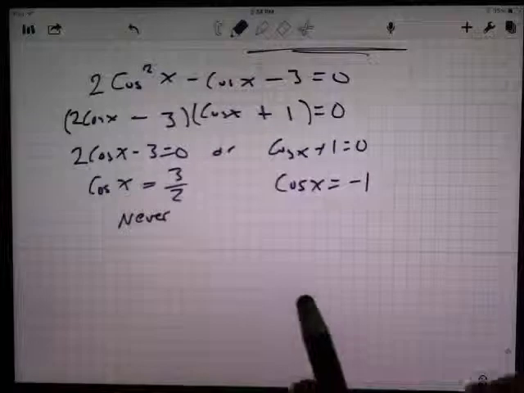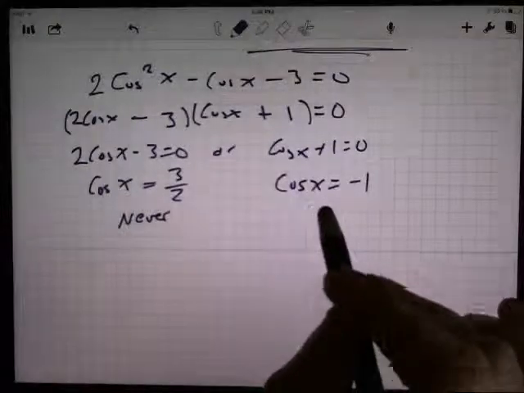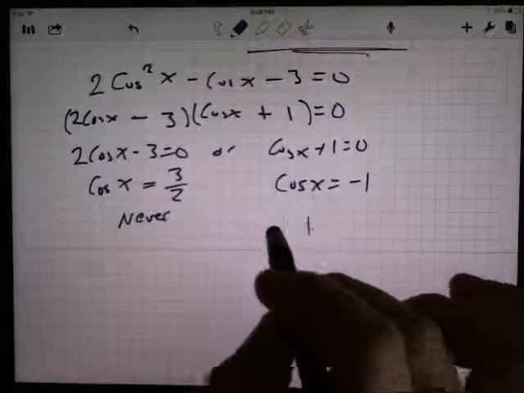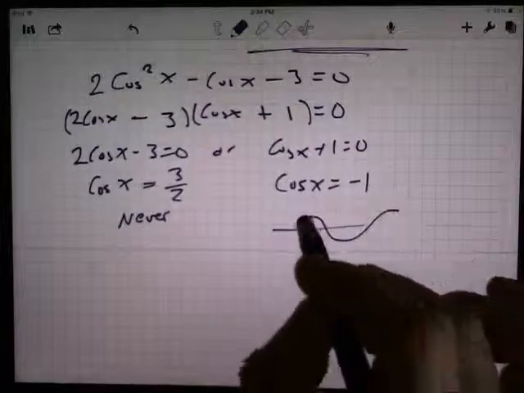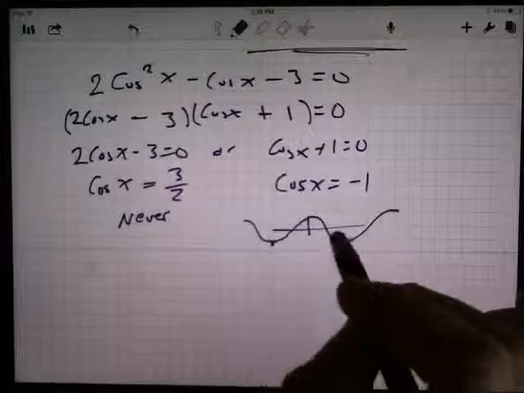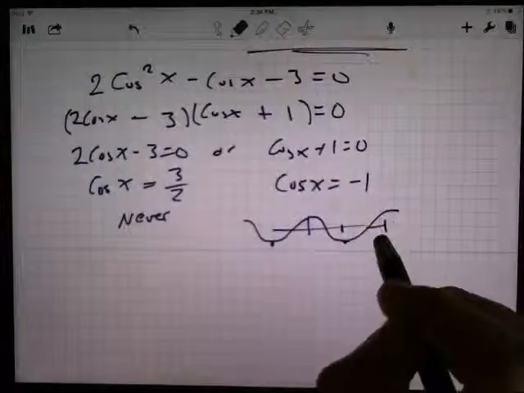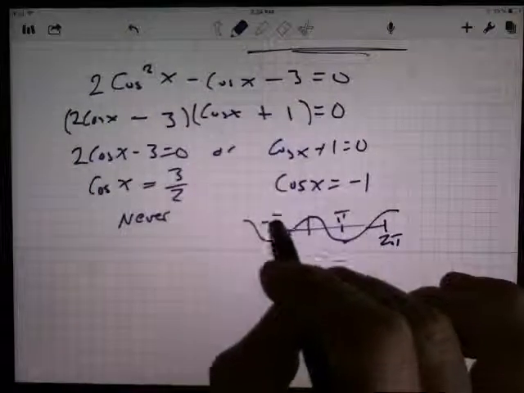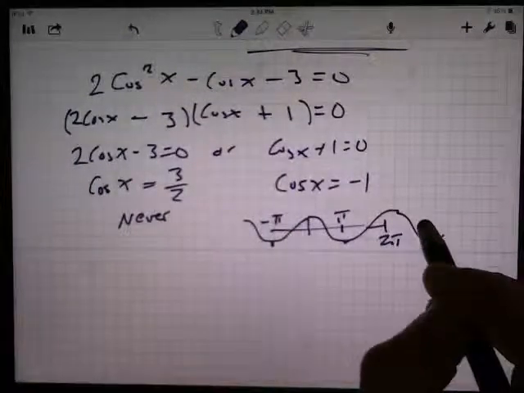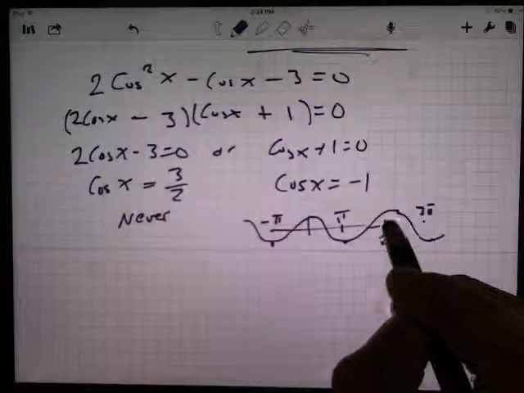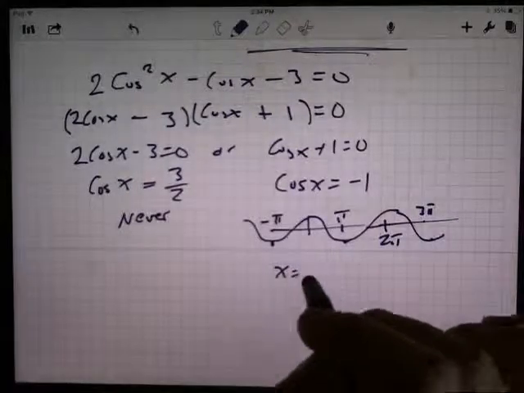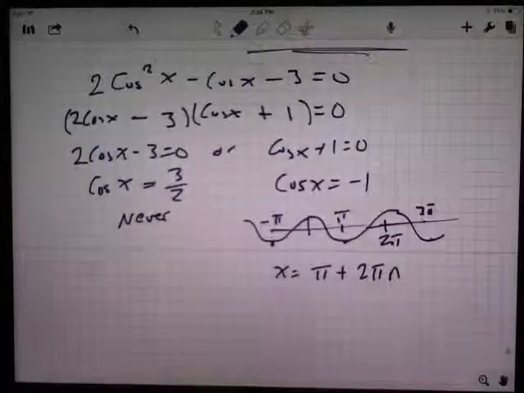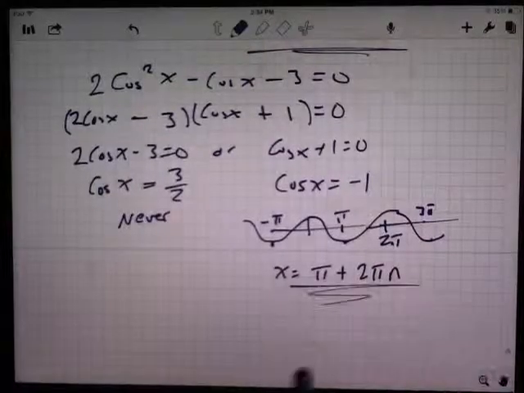So my only hope for solutions is if I get them over here. And cosine does equal minus 1 sometimes, so I'm looking at my cosine curve thinking, when does it get down to negative 1? Well, that would be halfway through its cycle. The cycle is from 0 to 2 pi, so this one must be pi and negative pi, and that would be 3 pi right there. So it looks like x equals pi plus 2 pi n. And that's the only places.